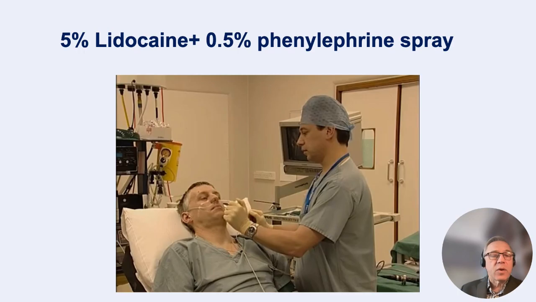Okay, so this is how we use it. We just spray it into the nostril. I usually spray both nostrils, but before deciding which nostril to go, I have a quick look with the scope to see which nostril is bigger. In 70% of patients, the right nostril is bigger, but it cannot be assumed. This particular colleague of mine had a bigger left nostril.